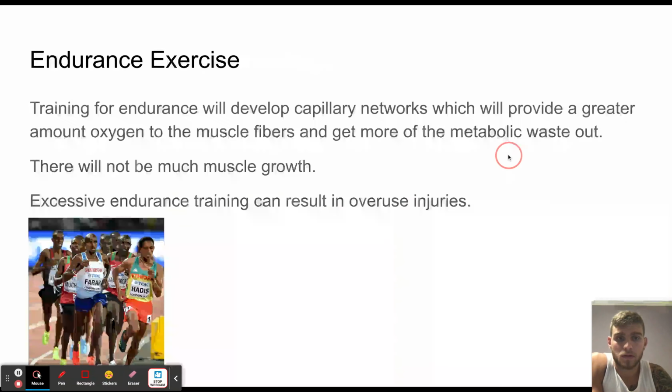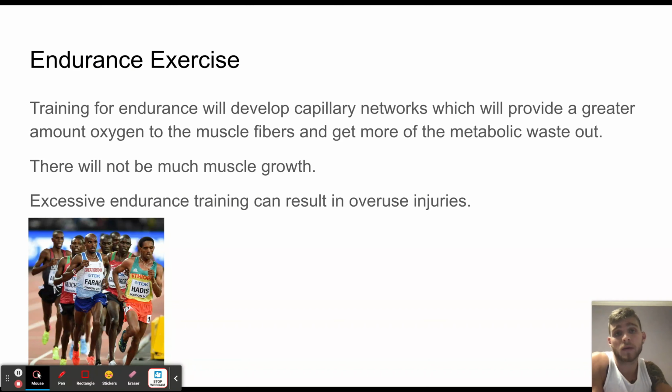Let me see here. Okay, so there's two different kinds of exercise. There's going to be endurance exercise and resistance exercise. So first up, endurance exercise. Training for endurance will develop capillary networks, which are going to provide more oxygen to these muscle fibers so that they can get ATP produced and allow them to work for longer periods of time. Like a marathon runner is going to need a lot of ATP over that long course of running.